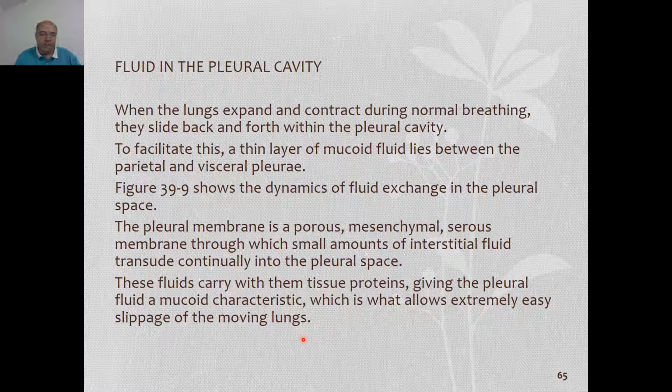Now finally, the last part of our lecture, fluid in the pleural cavity. When the lungs expand and contract during normal breathing, they slide back and forth within the pleural cavity. To facilitate this, a thin layer of mucoid fluid lies between the parietal and visceral pleurae. Figure 39.9 shows the dynamics of fluid exchange in the pleural space.